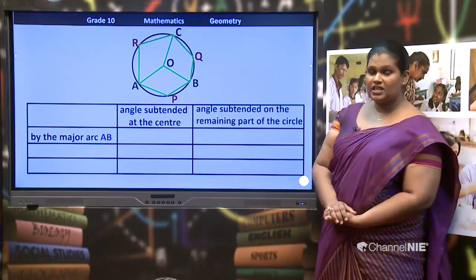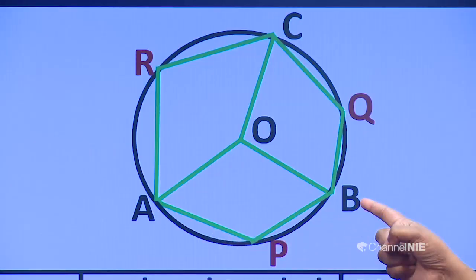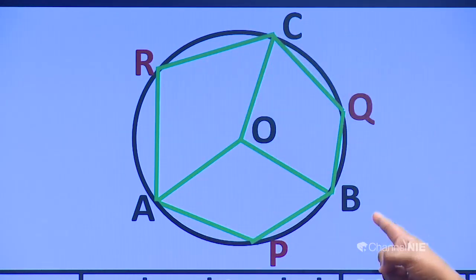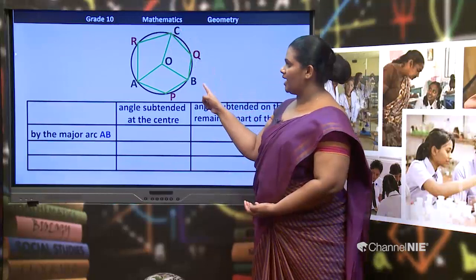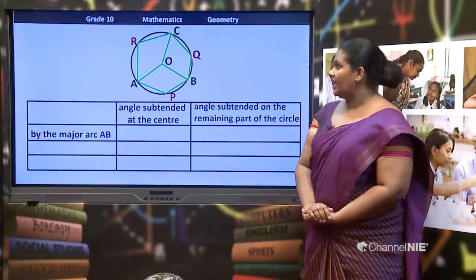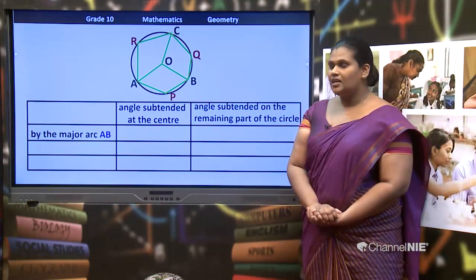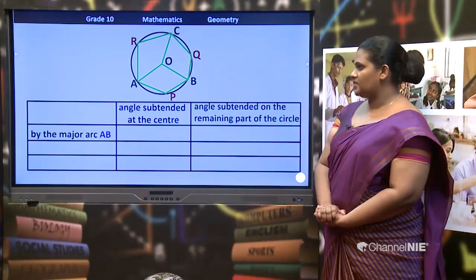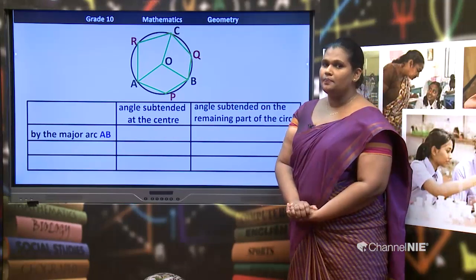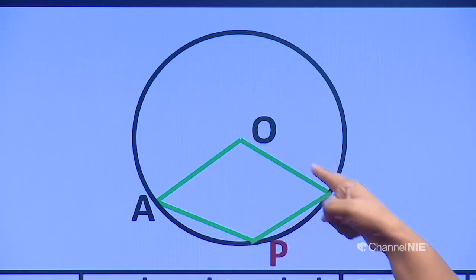Right. We can observe two arcs when we consider AB, that is APB and AQB. Right. Major arc should be the greater one. Therefore, this can be taken as the major arc. That means arc AQB is the major arc of this AB. Right. Now we have to think about the angle subtended at the center by this major arc AB. Right. What is that? Here, this is the angle.